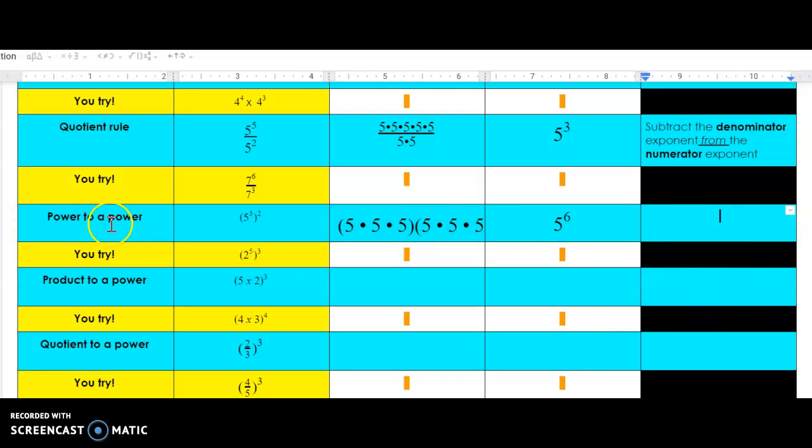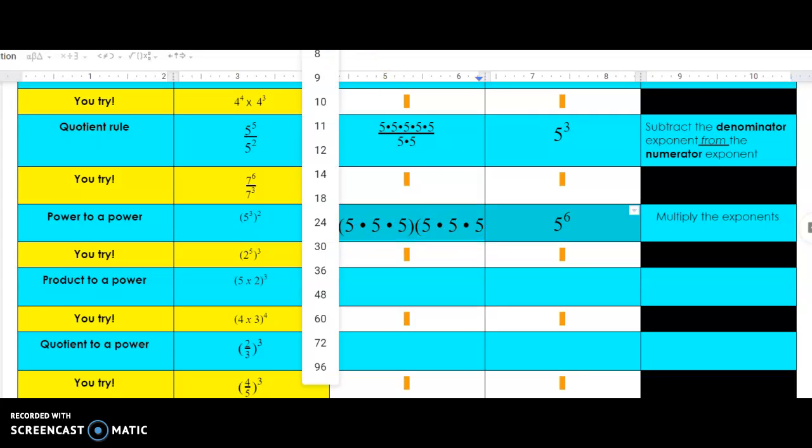So the rule, the power to a power, right? This is a power being raised to another power. The power to a power rule is that you will multiply the exponents. Make this a little smaller because it's not totally fitting in the box.